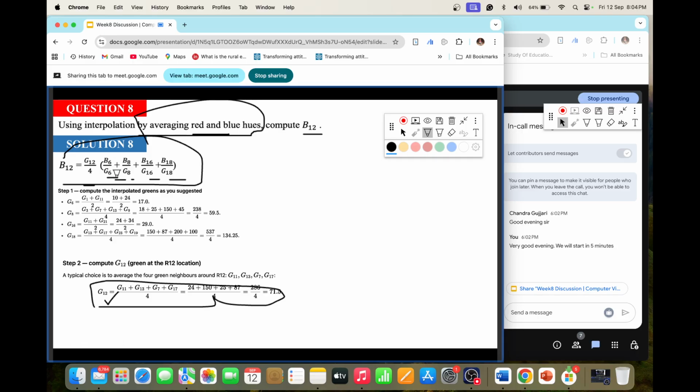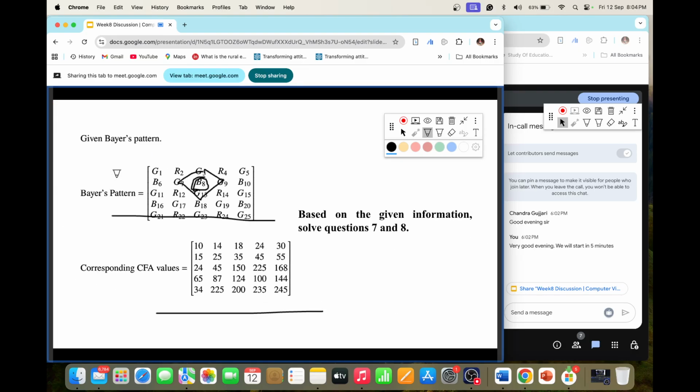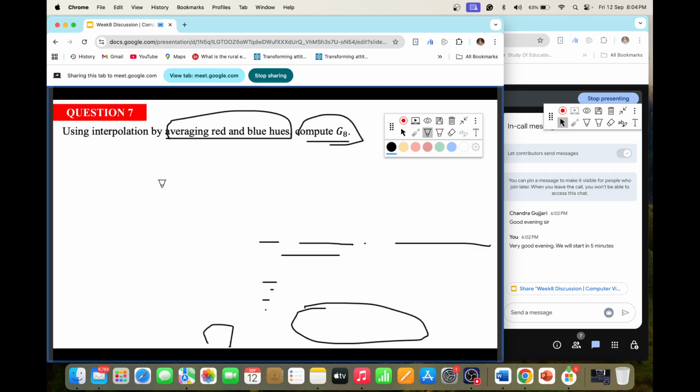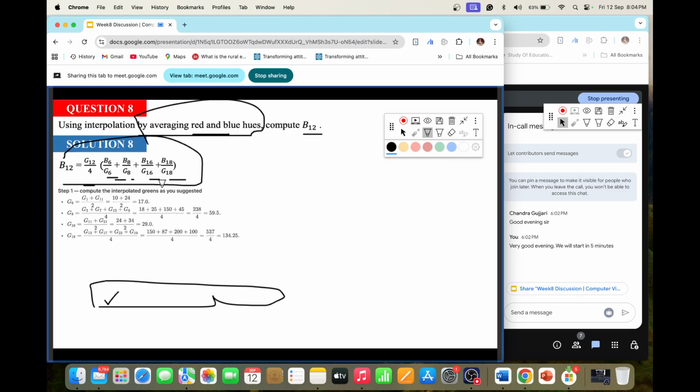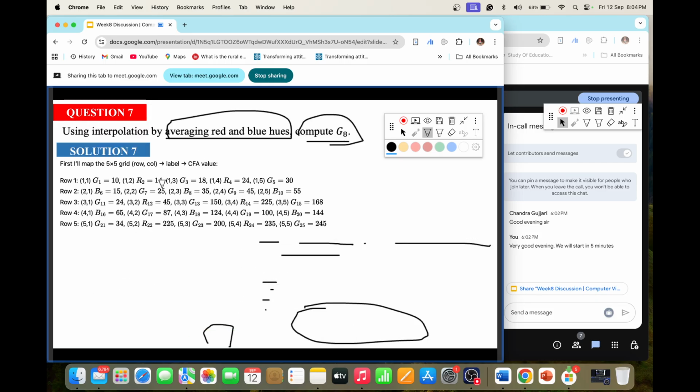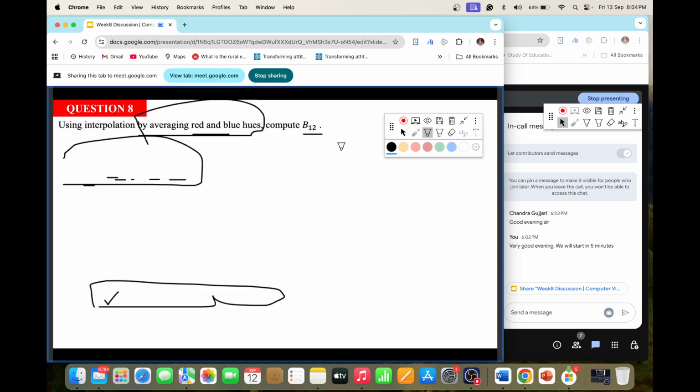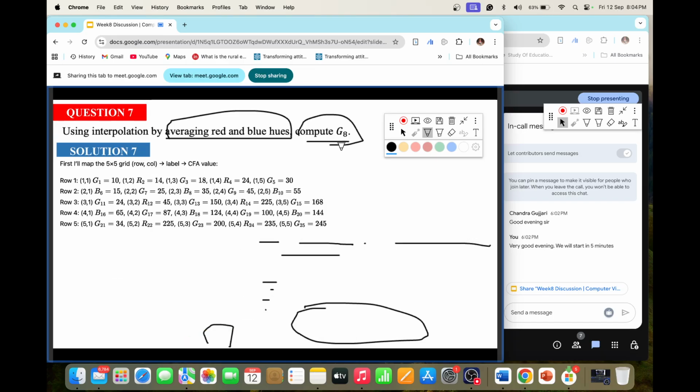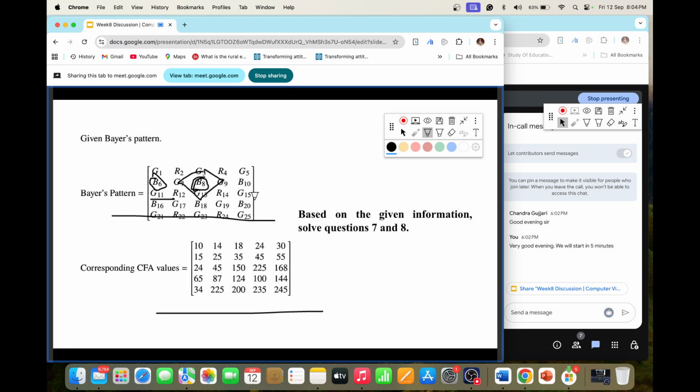And then how can we get G6? G6 can be interpolated from B6, because we do not have G6. But the point to notice is that we do not have all the orthogonal values here. We only have G1 and G11, so it will be G1 plus G11 divided by 2 for G6. Similarly, let's see G8. I think we have already calculated G8. Now regarding G16, you will see it as well.